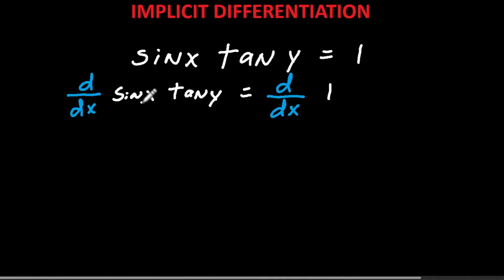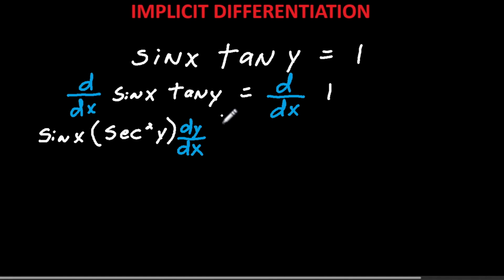So taking the derivative of this, it's going to use the product rule. So I take the first times the derivative of the second. I have to put a dy/dx in there. Plus the second times the derivative of the first, it's cosine x, equals, and the derivative of a constant is 0.